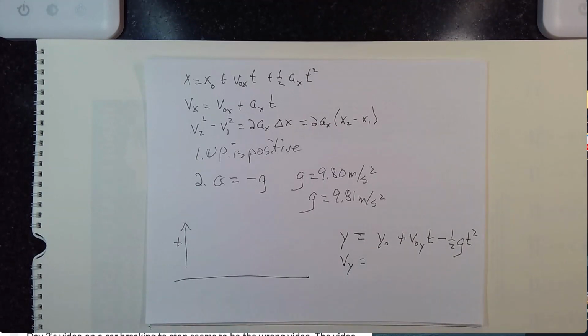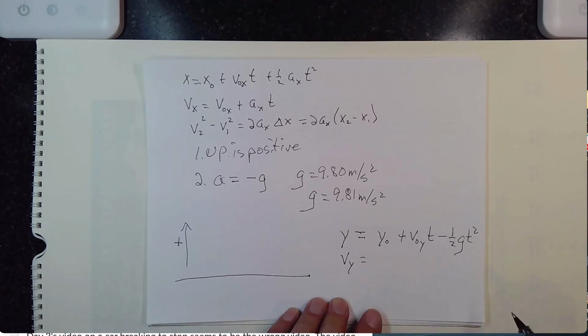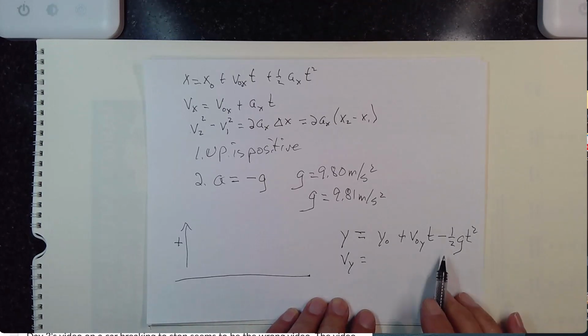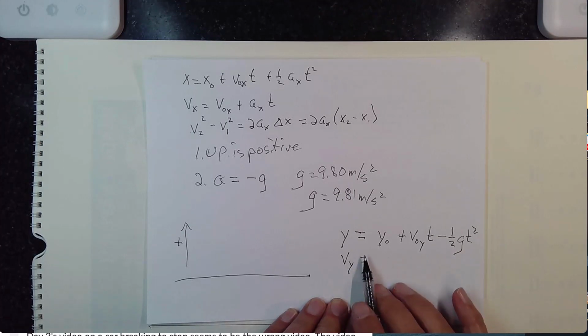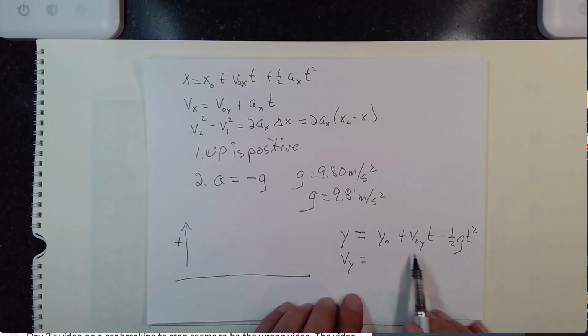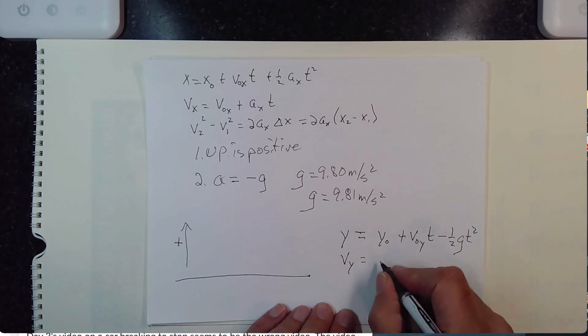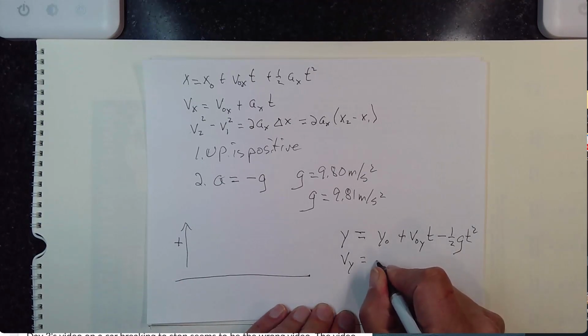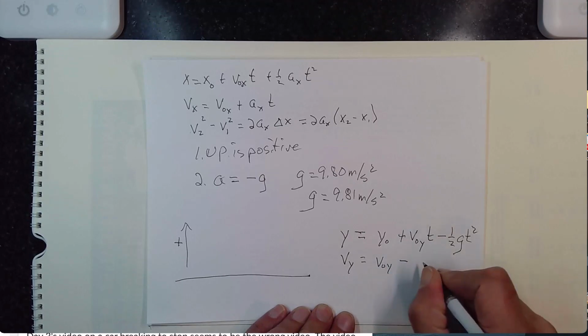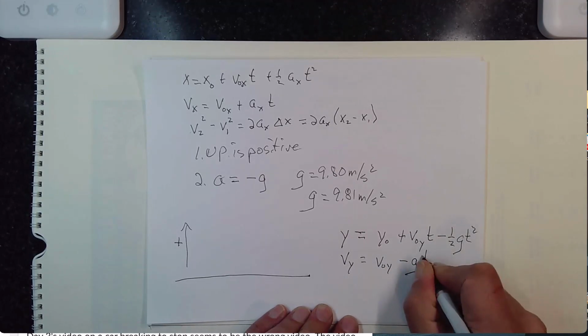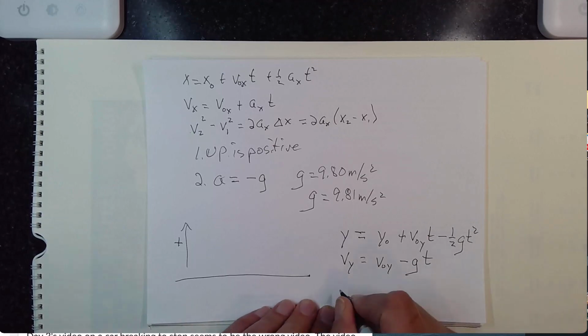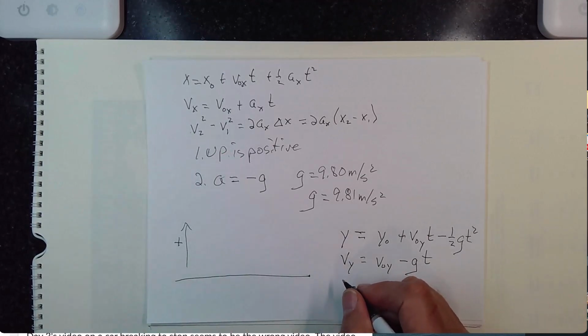Sometimes you'll do problems where maybe you drop a rock from a bridge or you throw something down and you choose y to be downward, positive is downward, then you'd have a plus sign on here. But in the case where y is positive upwards, here's what we get. And then we get v sub y equals v naught in the y direction minus gt. And we'll also have, we can have something like this here.